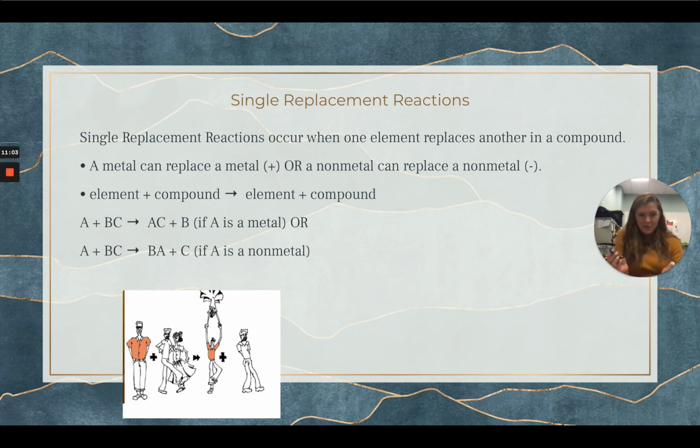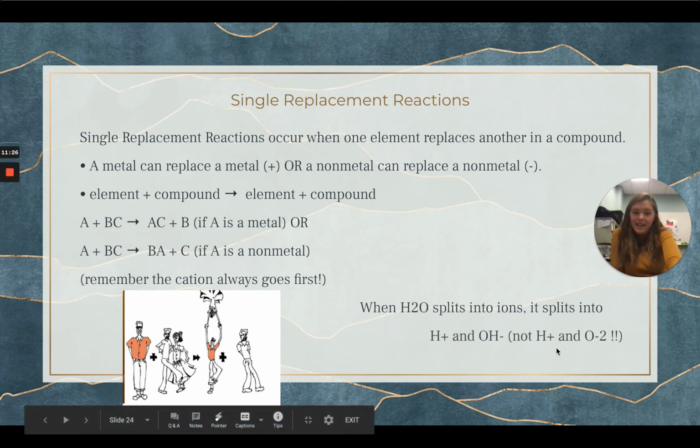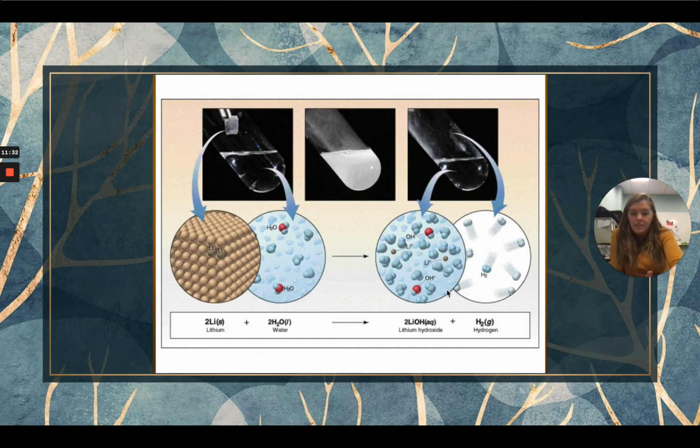This will make more sense once we see it, because we also have to be looking at something called a reactivity series, which gets a little bit confusing. Another reminder, make sure your cation, so your positively charged ion, is always coming first, because that's how we name ionic compounds. Another little reminder, H2O, when it's splitting, it is not H plus and O2, it's splitting into H plus and a hydroxide. So, here's an example in picture form.